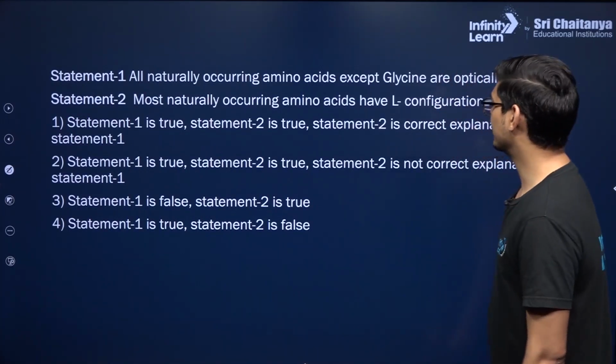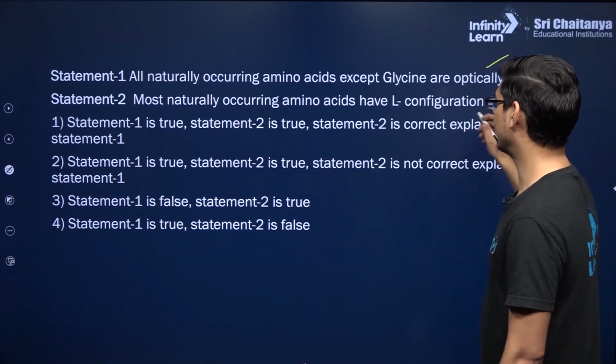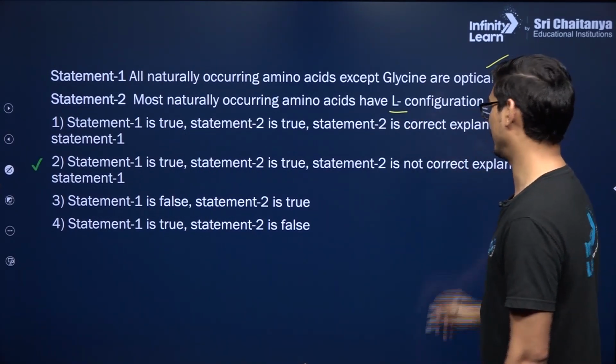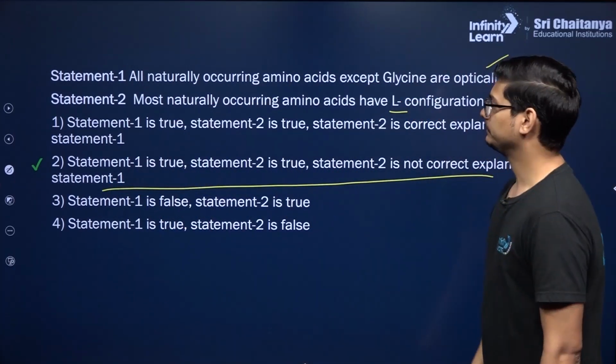All naturally occurring amino acids except glycine are optically active, true. Most naturally occurring amino acids having L configuration, that is also true, but they are not related, right? One is optical activity, another is L configuration.